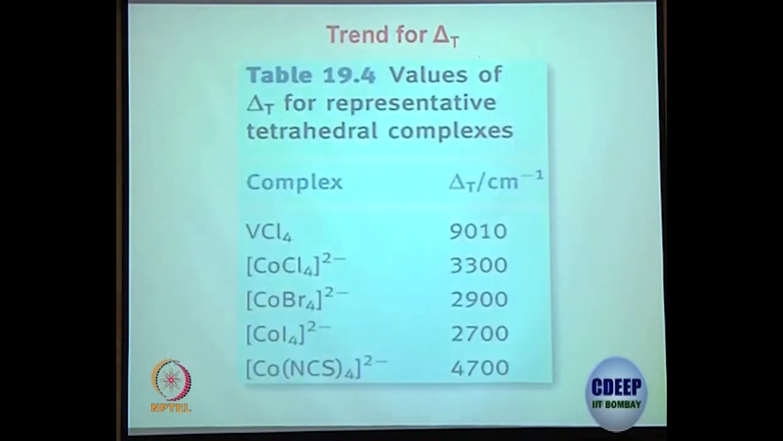Now, as you see, you look at these values, we were saying 20,000, 25,000, and so on. For delta octahedral, delta tetrahedral is always very small in number. If you now go back and look at the corresponding octahedral complex, you will be able to see that these are lower in number.